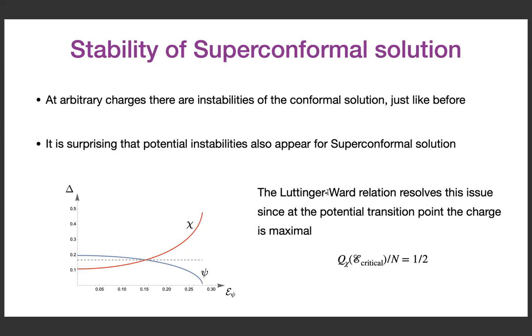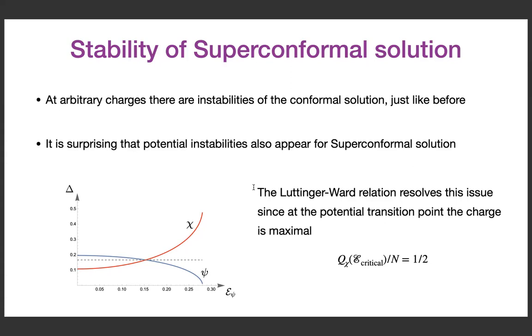But here this Luttinger-Ward relation resolves this issue. I'm not writing the formula because it's pretty long, but we can derive how the charge of the psi and the chi fermion depend on these spectral asymmetries. And what we find is that the charge of the chi fermion becomes maximal at this point. So if what you're doing is fixing the charge and increasing it, you won't find any phase transition. You'll just run out of fermions, it will just hit the maximal charge. So there is no phase transition.